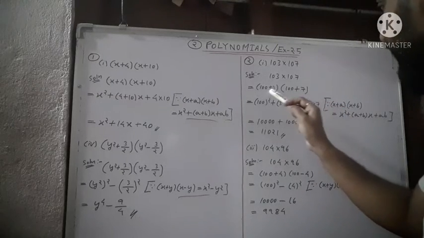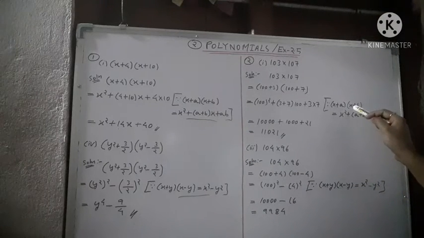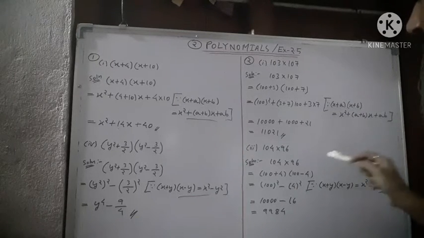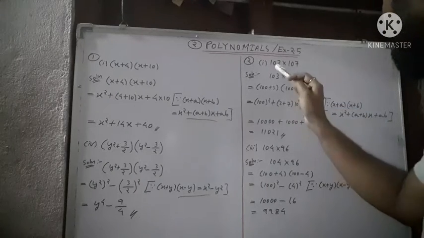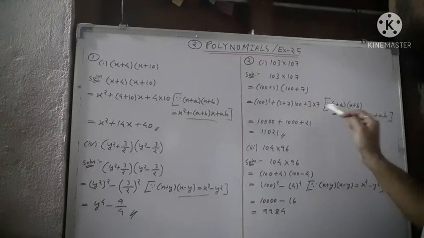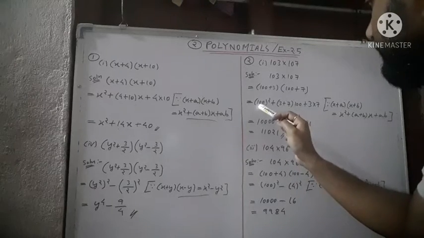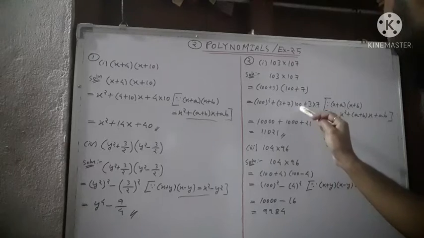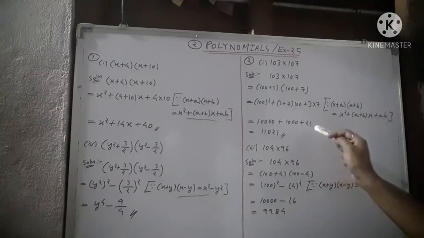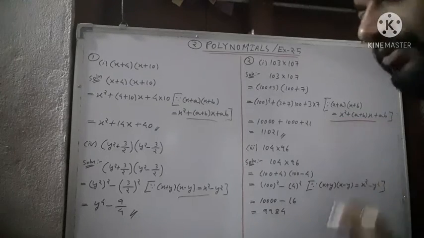So this matches again with the first identity, that is (x + a)(x + b), which gives x² + (a + b)x + ab. In place of x we will write 100, in place of a we will write 3, in place of b we will write 7. Therefore 100² + (3 + 7) × 100 + 3 × 7. This gives 10,000 + 1,000 + 21. Therefore it is 11,021. This is the result, and this is the identity we have used in this case.